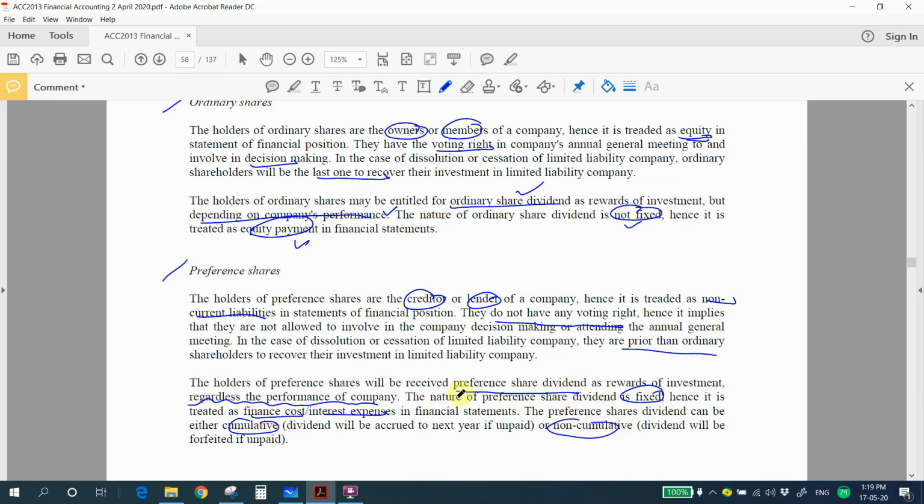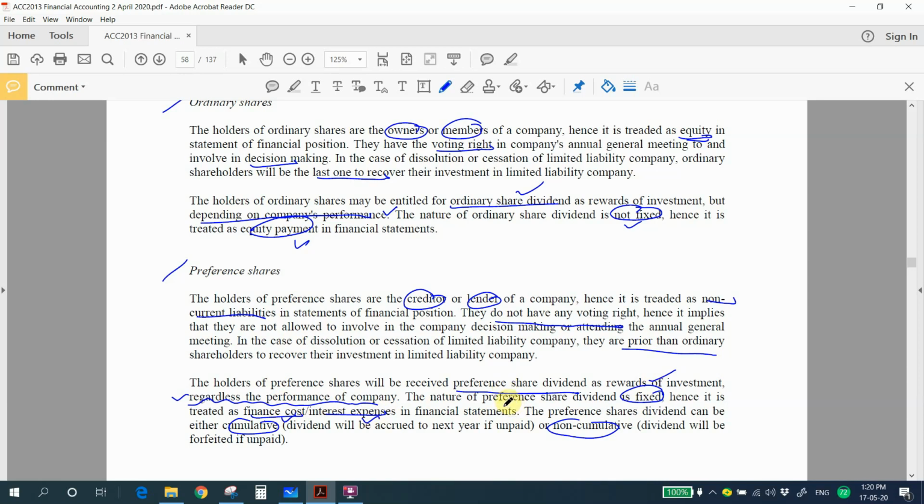For preference shareholders, you can get preference share dividend as a reward for investment. But take note, regardless of the performance of the company. It means that even if the company is not doing well in their business, they still need to give you preference share dividends. And the nature of preference share dividend is fixed. It means that no matter whether the company is doing good business or bad business, you still get a fixed amount. So the preference share dividend will be treated as a finance cost or interest expenses in the financial statement.